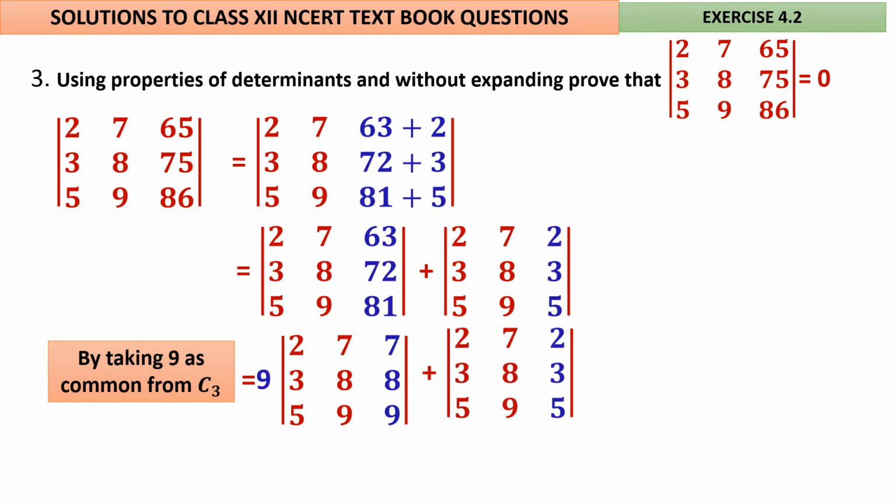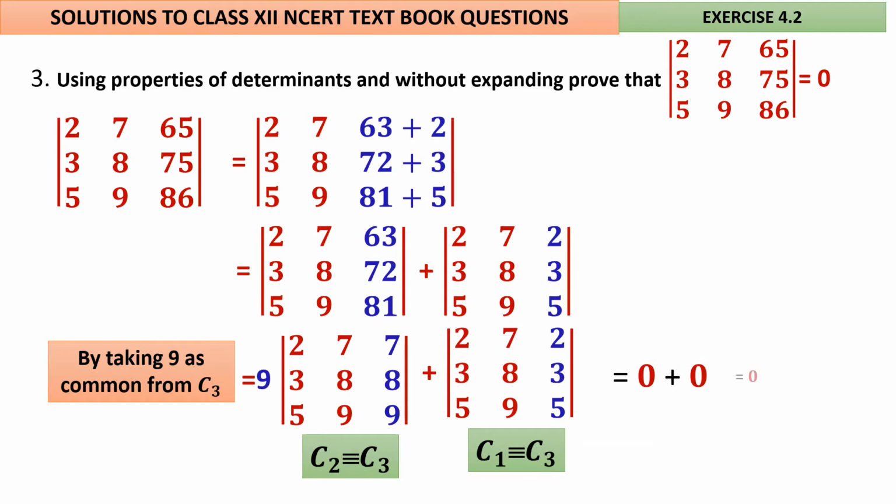Now, you are observing that C2 is identical with C3 in the first determinant and C1 is identical with C3 in the second determinant. Therefore, both the determinants are zeros. Therefore, the final answer is 0. This problem can be done in the other way also. That is, you want to make any two rows or columns identical. Here I have split it and then made two columns identical in two determinants.